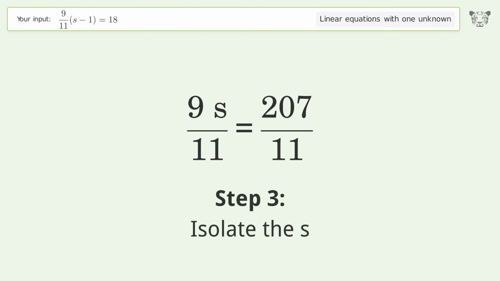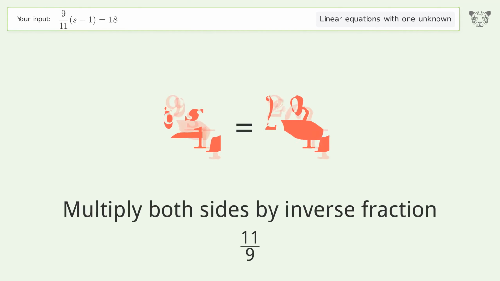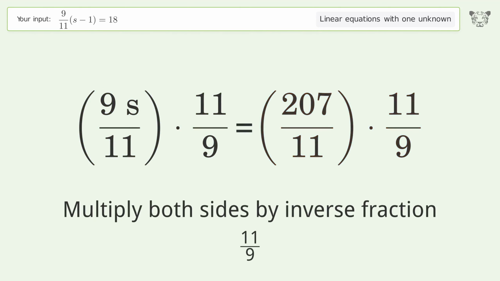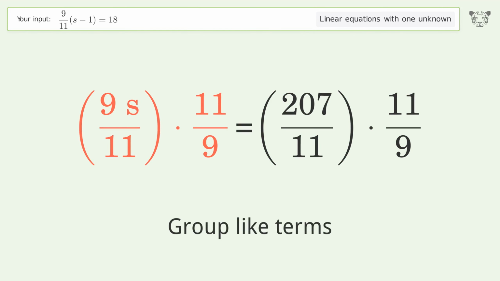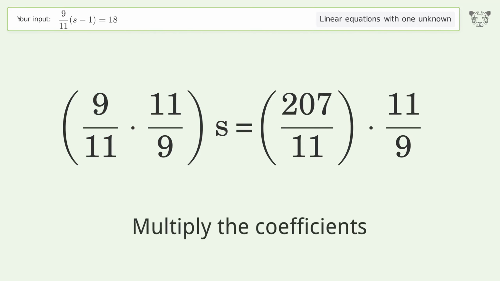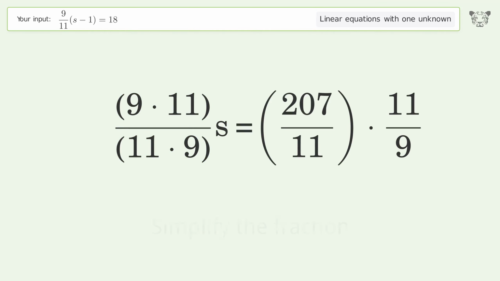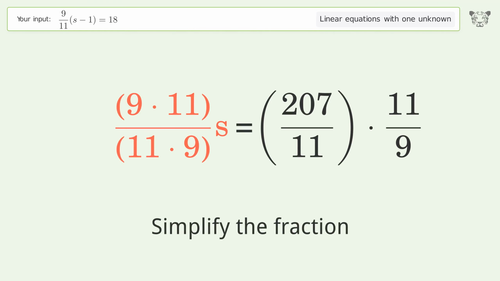Isolate the s. Multiply both sides by inverse fraction 11/9. Group like terms. Multiply the coefficients. Simplify the fraction.